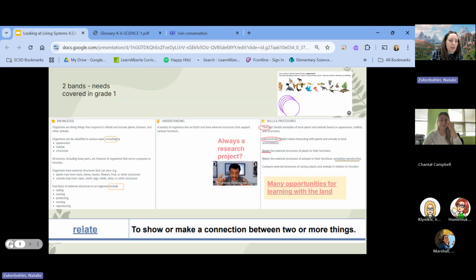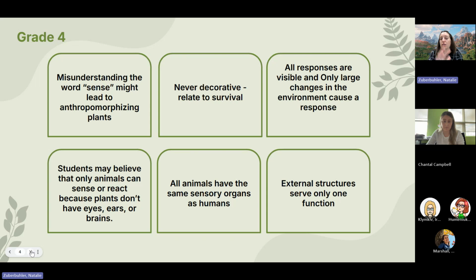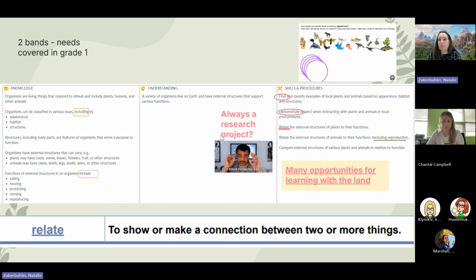There we go. We went through the progression. So this is what your placemat looks like from your science bin. Then I talked a little bit about some of the misconceptions that some of our grade 4 students might come with. Then now I'm going to start going through some of those pieces.